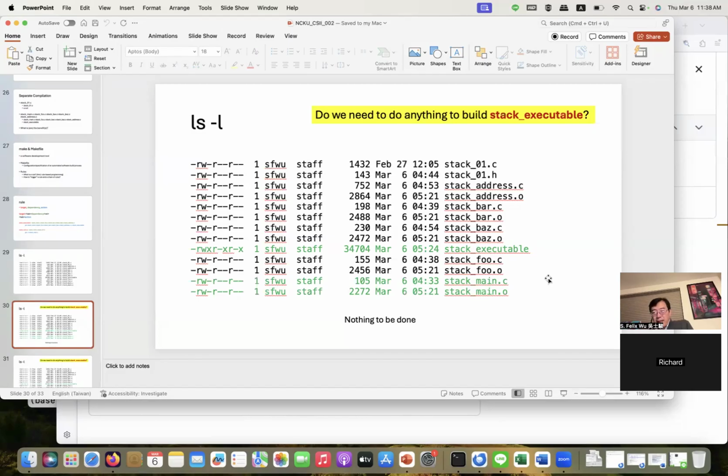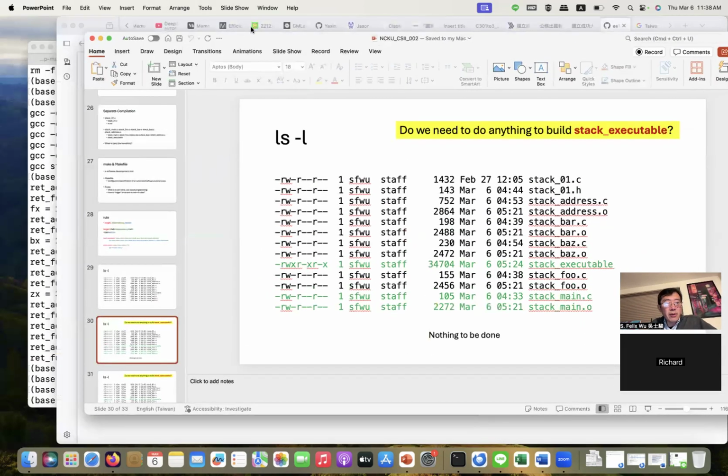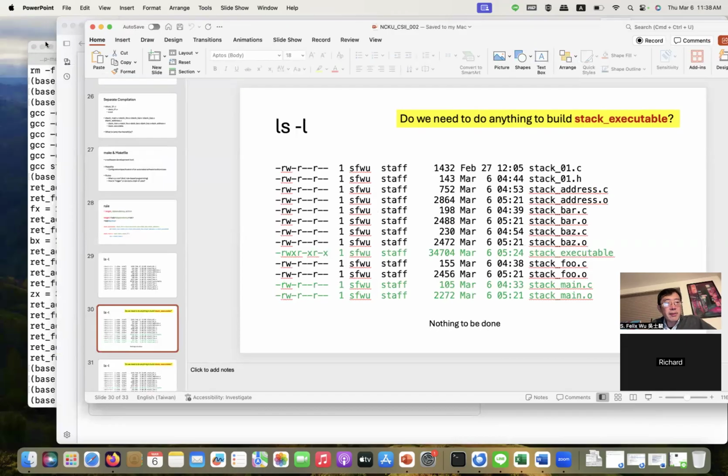Look at their timestamp. If at this moment I say make, either make all or make stack executable, do you think that this is actually going to do something? When I say do something, let me tell you what I mean by that. Let me bring back my window. Where's my terminal? Oh, my favorite terminal is here.